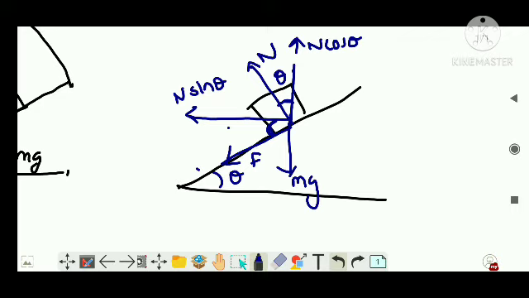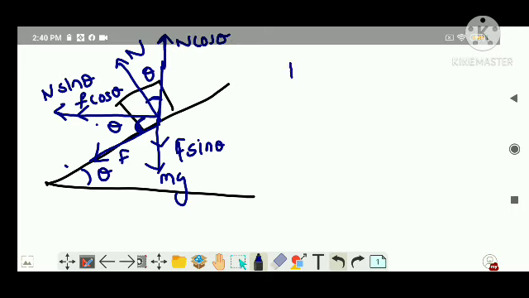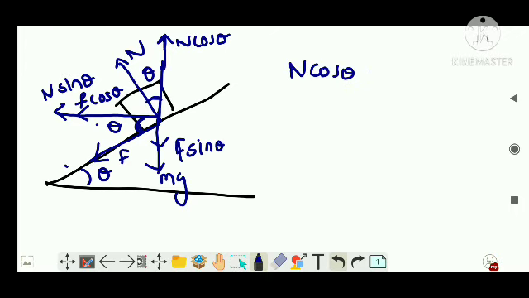Right, now it is not completed. Similarly, the force is also making angle theta here, so the friction is f cos theta here, and this here will be f sin theta, which are the components of friction. Clear? Now write the equations for vertical as well as horizontal. In vertical, n cos theta is equal to what? f sin theta plus mg, as you see in the figure.